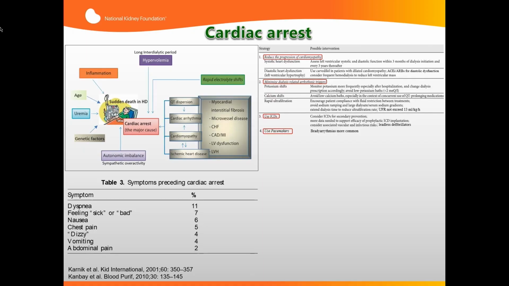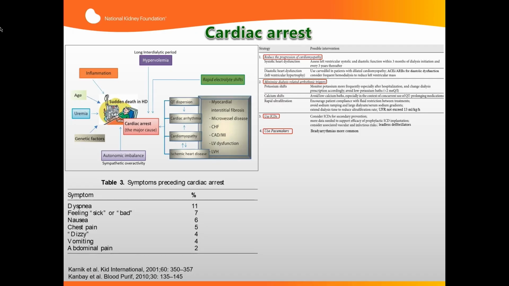One is reducing the progression of cardiomyopathy, right? If your patient has systolic heart dysfunction, always assess their left ventricular systolic and diastolic function within 3 months of dialysis initiation and every 3 years thereafter. If they have diastolic heart dysfunction, use carvedilol in patients with dilated cardiomyopathy, ACE inhibitors or ARBs for diastolic dysfunction, and then consider frequent dialysis to reduce their left ventricular mass.